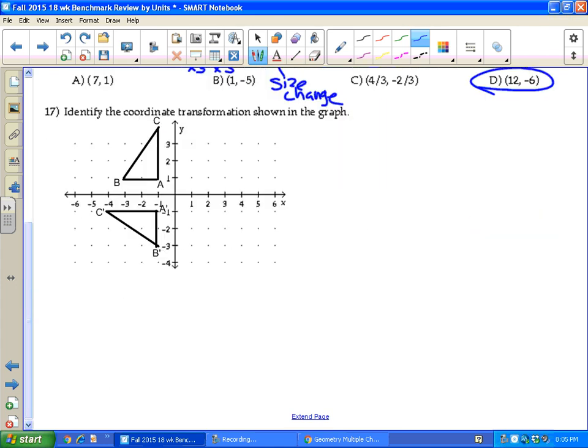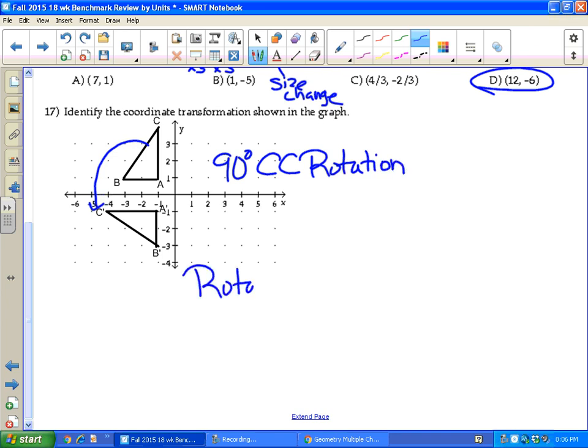Identify the coordinate transformation shown in the graph. I think what I was wanting you to do is tell me what I did. It looks like I took this one and I twisted it around the origin that way. That's a 90 degrees counterclockwise rotation. I think this is multiple choice and my choices got cut off, so it should be the one that says rotation. All right, this one was twisted around.